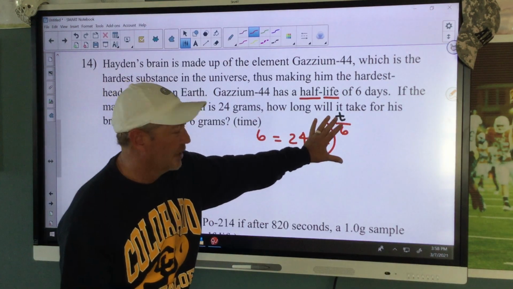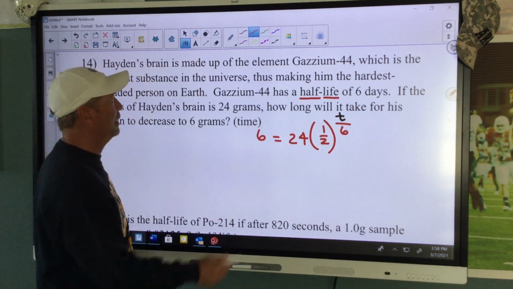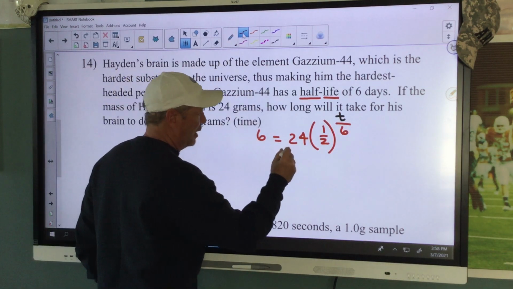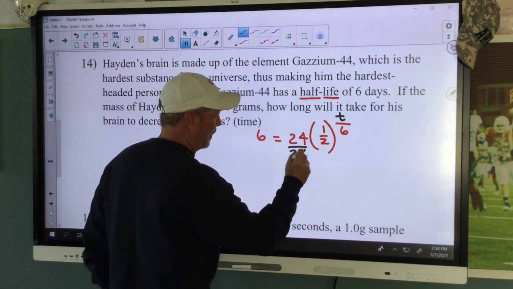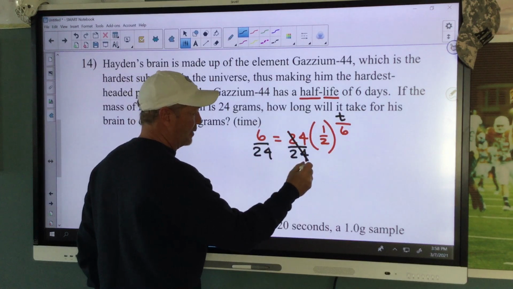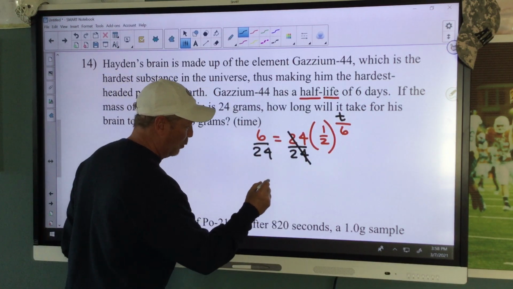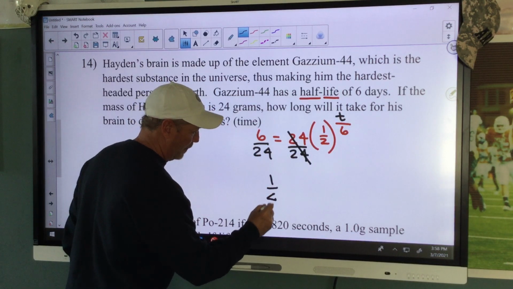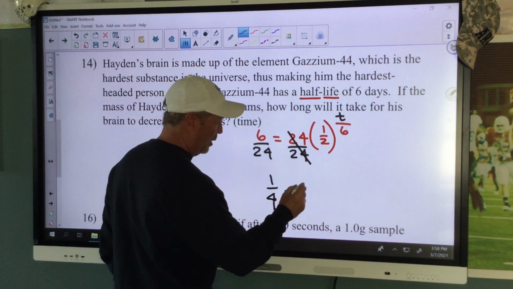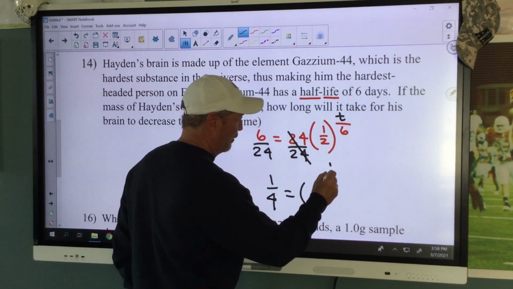Again, we want to isolate the exponential part. So we're going to divide by 24. This will cancel. 6 over 24 is going to be 1/4. Equals 1/2 raised to the t over 6.